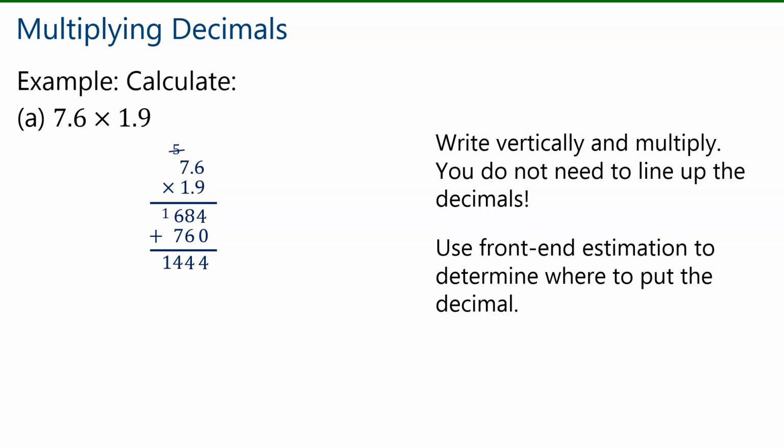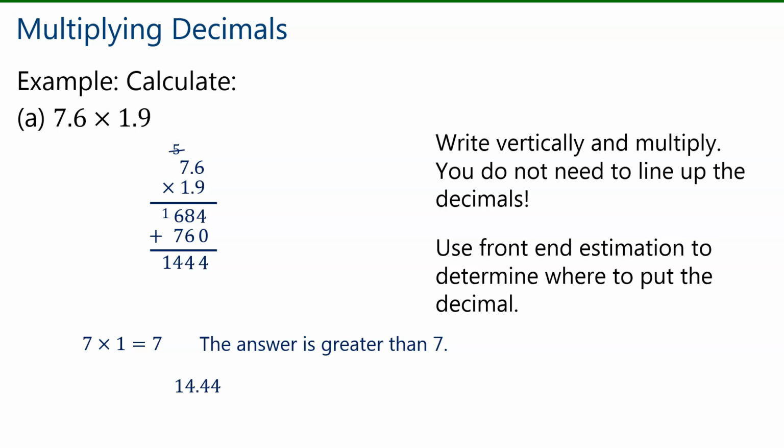So now we use front-end estimation to determine where to put the decimal. So now if I just look at the whole numbers in the question, I have 7 times 1, which is 7. So I know my answer is going to be around 7. So when I look to see where I'm going to place the decimal, we're placing it here to be 144.4 — does that make sense? 14.44, 1.444, or so on. Which one of these decimals would be greater than 7 but close to 7? That would be 14.44.